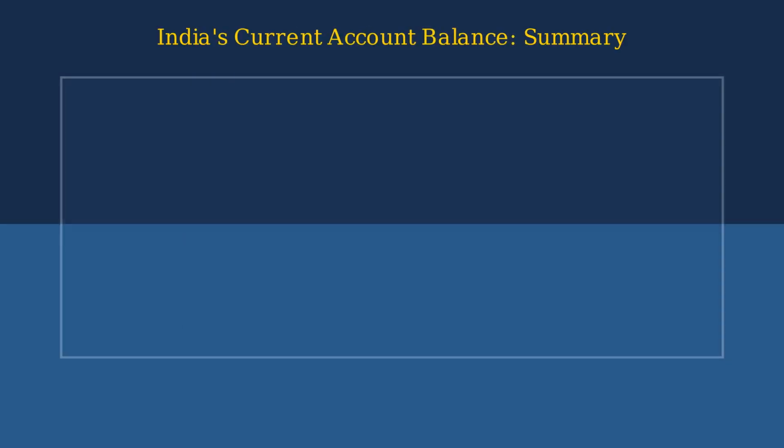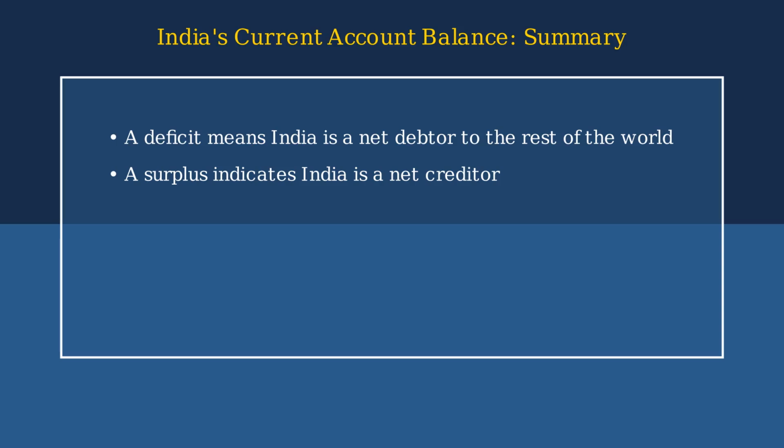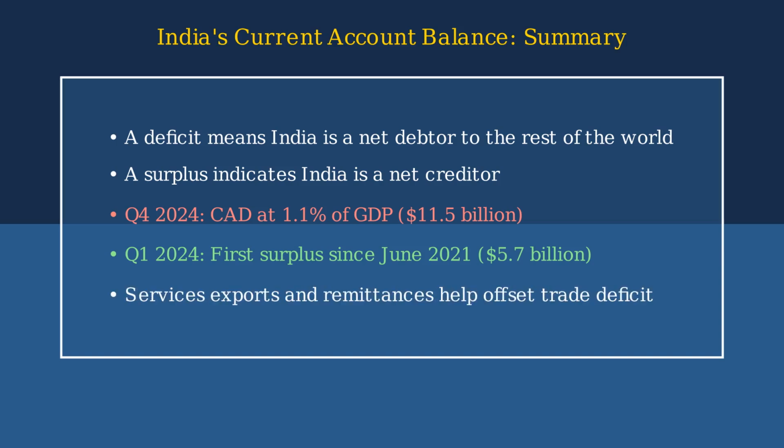To summarize India's current account balance, a deficit means India is a net debtor to the rest of the world, while a surplus indicates it's a net creditor. In the fourth quarter of 2024, the current account deficit stood at 1.1% of GDP, amounting to $11.5 billion. The first quarter of 2024 saw a surplus of $5.7 billion, marking the first surplus since June 2021. India's strong services exports and remittances help offset the persistent trade deficit in goods.